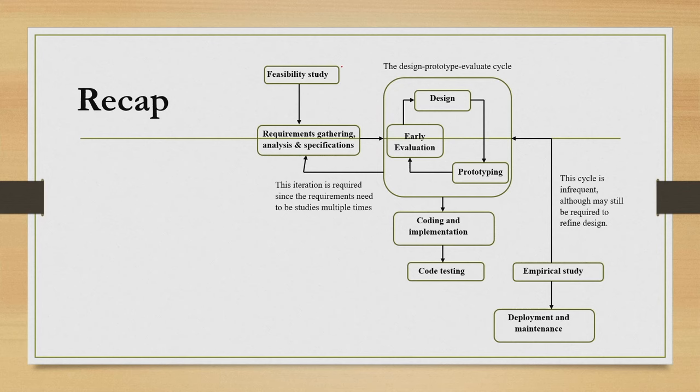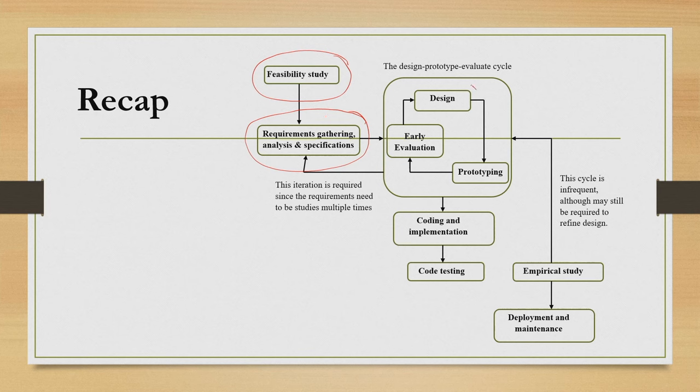In this course, we are learning such an interactive system development lifecycle model. In our model, there are several stages which we have covered. So, there is the feasibility study stage, which we ignored. This is of course very important and should happen at the beginning of any development process. We started our discussion with the requirement gathering, analysis and specification stage.